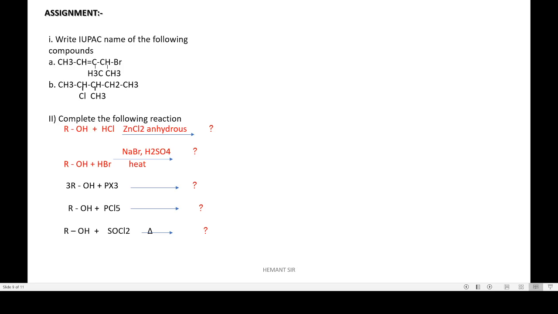See, this is your assignment. Our first question is: write the IUPAC name of the following compound. That part we have learned in the previous session. Second question: complete the following reaction that we have learned today. I hope you will be able to complete this assignment after completing this session. If you don't understand, repeat this video again and again and try to solve this assignment.